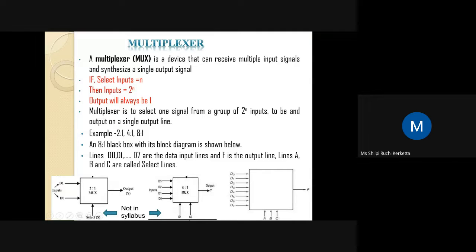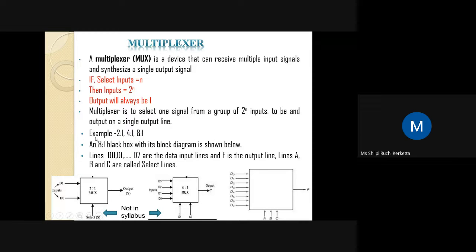If our select lines are 2, then our number of input lines will be 2 to the power 2, which is 4. So here we will get D0, D1, D2, D3. Why I'm taking the select line, I will tell you. And if our select inputs are 3, like A, B, C, then the inputs will become 2 to the power 3, that means 8. So we will take D0 till D7, and in a multiplexer only one output will be there.